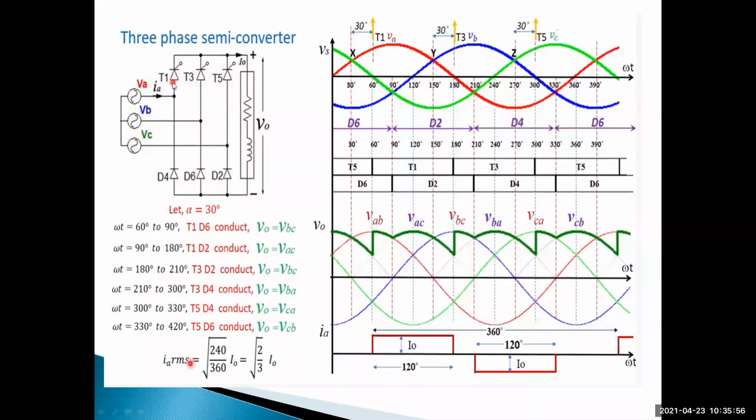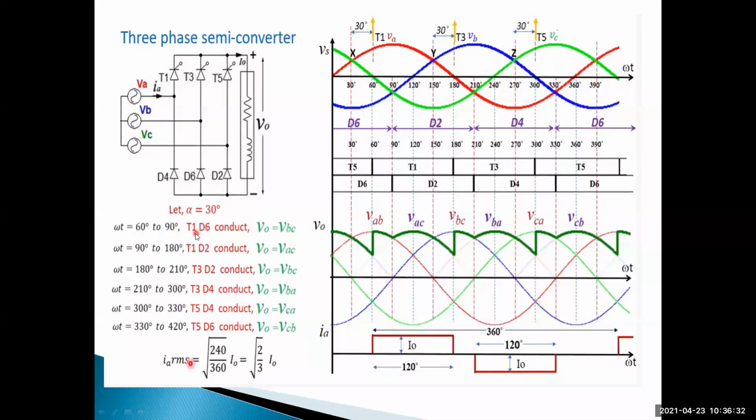The conduction duration of the thyristor is 120 degrees, and the combination of the thyristor with D2 and D6 is also 60 and 60. So 60 degrees plus 60 degrees, total 120 degrees. Thyristor T1 is conducting, T1 to D2 and T1 to D6, for this duration. The thyristor will share the conduction with D2 and D6, here at omega t equal to 60 degrees also.